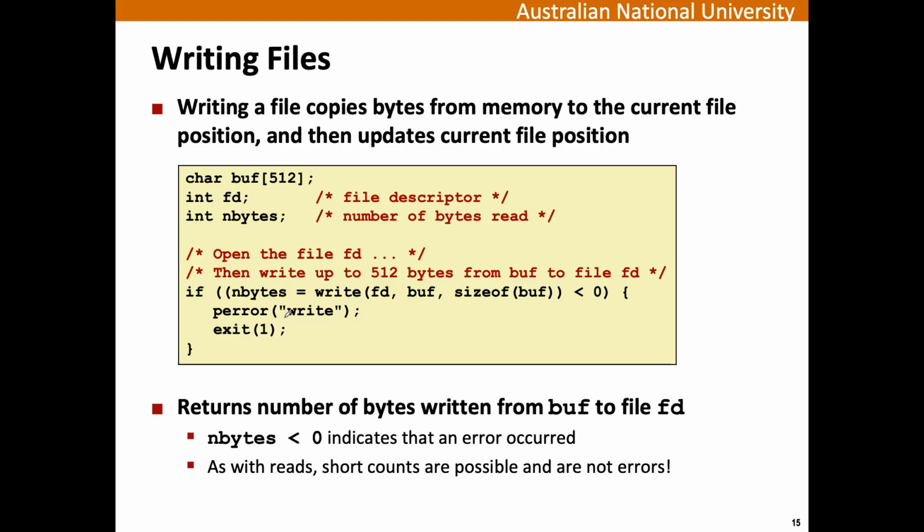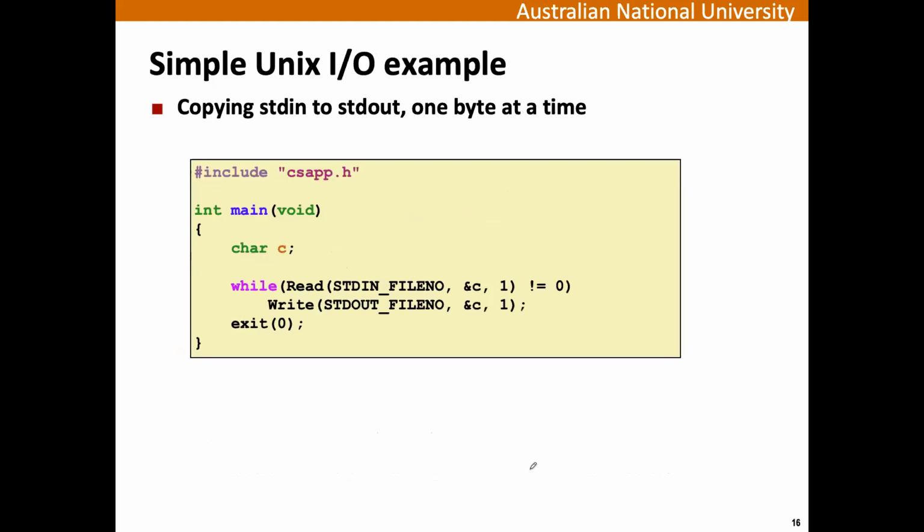As usual, if whatever is returned as a result of the write system call is less than 0, it's an error. Short counts are still possible, and they're not errors. So here's an example. Once again, we are looking at this API, which comes with the book, csapp.h. They automatically handle the errors for you, so you don't have to write perror and you don't have to check for the condition. It's the same system call, with the capital first letter, if you recall.